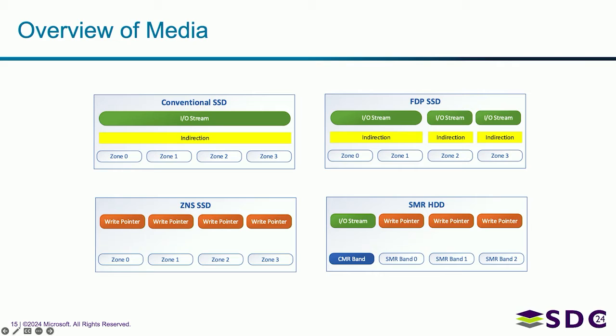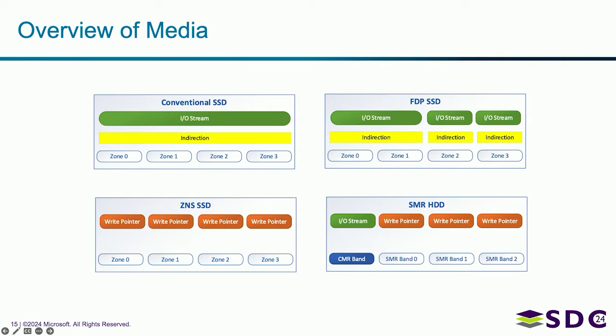So we have ZNS SSDs, and I changed this to write pointer because we are able to access the zones directly. So we're basically writing an append-only mechanism to the actual drive. We cannot update and rewrite anything. We have to complete the zone. We then seal it, and then you can read it. And then when we're done, we can erase it, and then you can start over again.